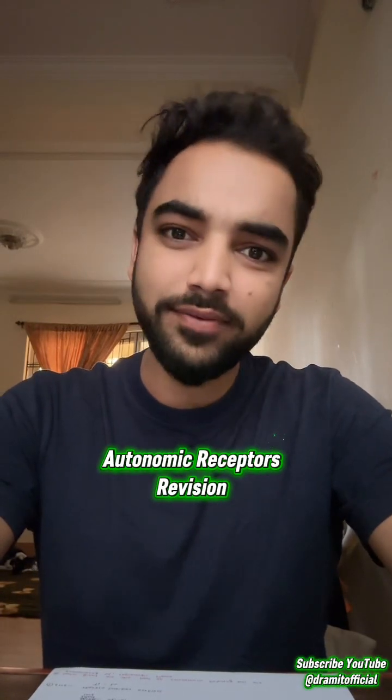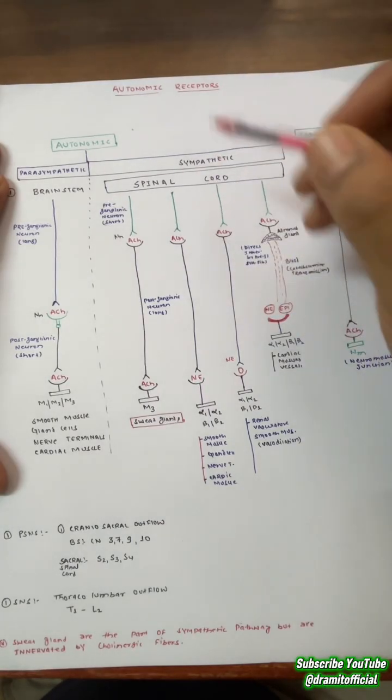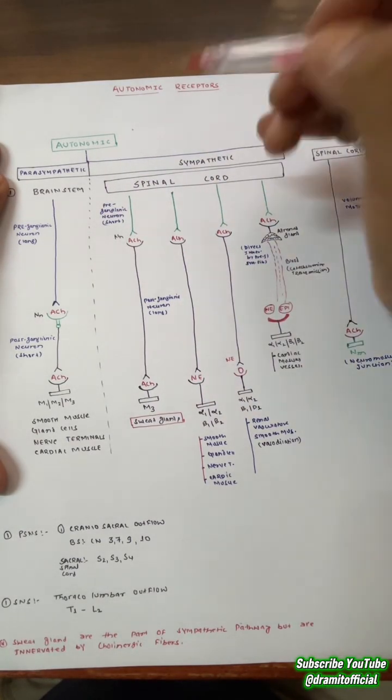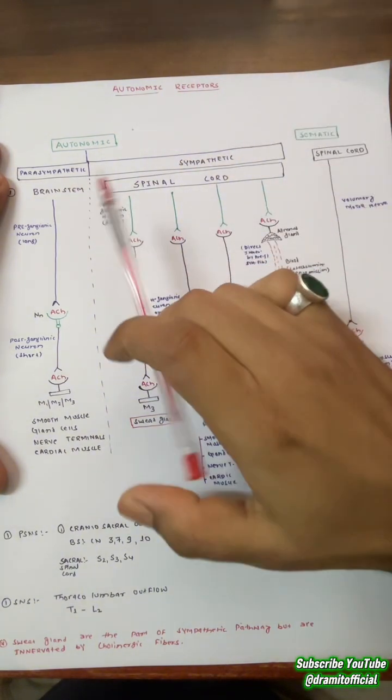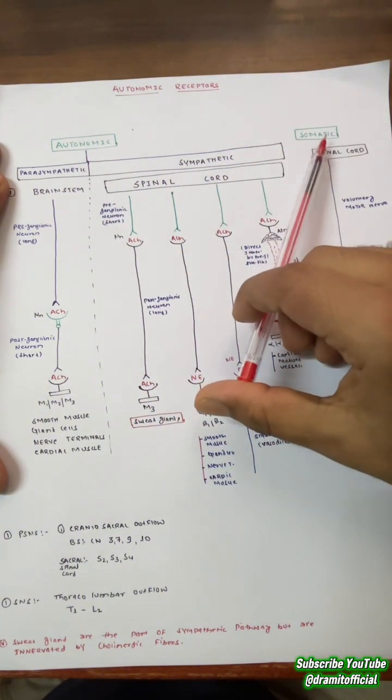So today we'll quickly revise autonomic receptors, a very high-yield topic of pharmacology, in just a couple of minutes. So let's have a quick revision from this picture. As we all know, in our body we have two nervous systems: one is the autonomic nervous system and one is the somatic nervous system.